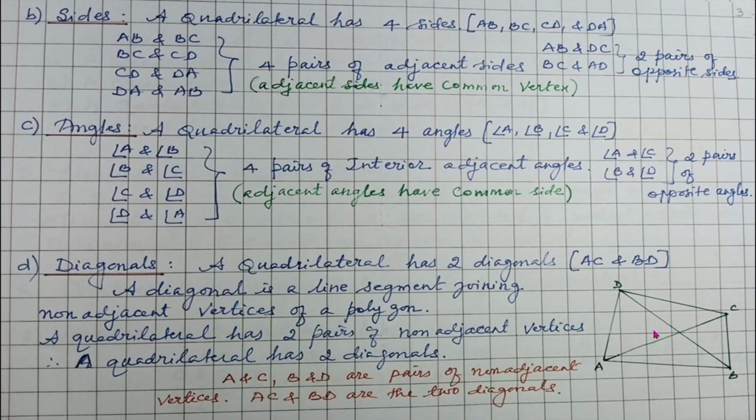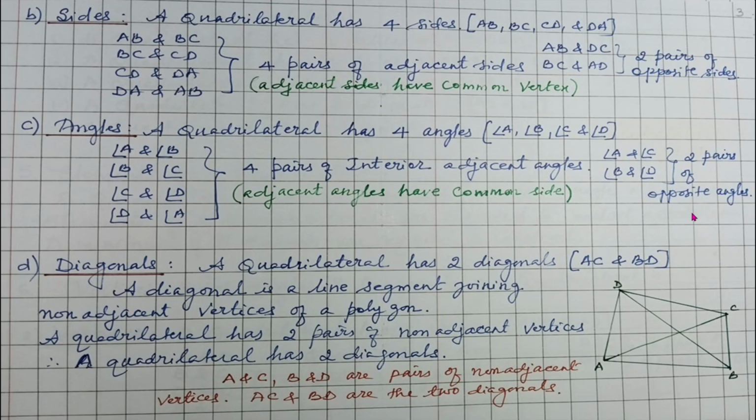Again, about the angles in a quadrilateral, a quadrilateral has 4 interior angles, and in that angle A and angle B are adjacent, B and C are adjacent, angle C and angle D are adjacent, and D and A are adjacent. So, we have 4 pairs of adjacent angles, and also there are 2 pairs of opposite angles. A and C are opposite angles, B and D are opposite angles.